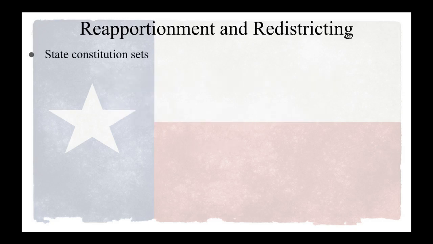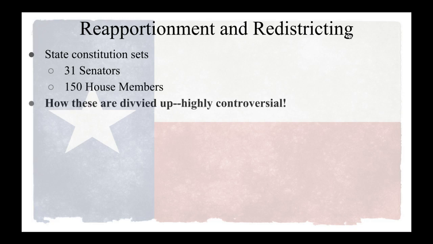So the Constitution, as we have learned, has set the amount of senators and representatives that we have in our state legislature: 31 senators, 150 House members. Now, how these are divvied up amongst the states is highly controversial. It is never a simple answer, never a simple question. And we see some of the controversy that is mirrored at the federal level here at the state level as well.